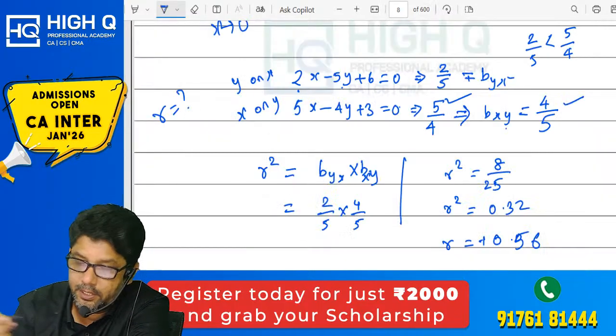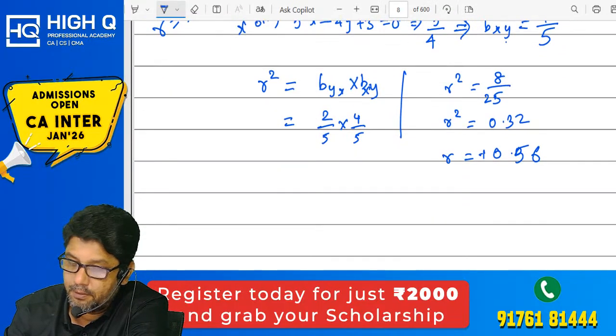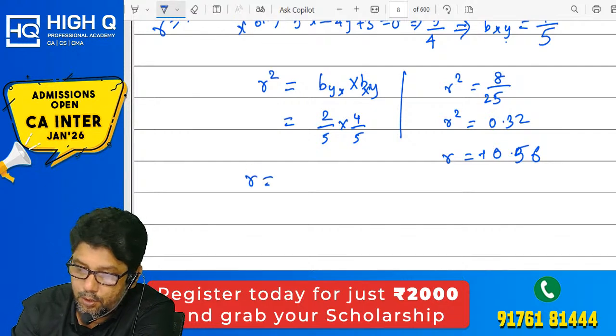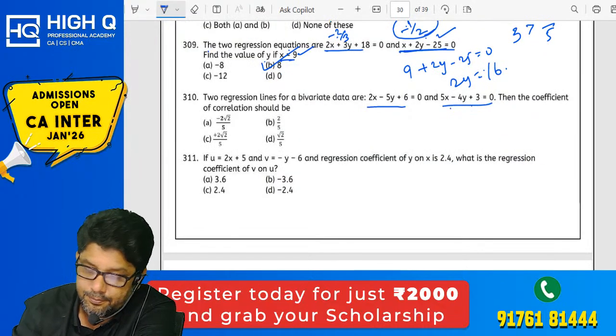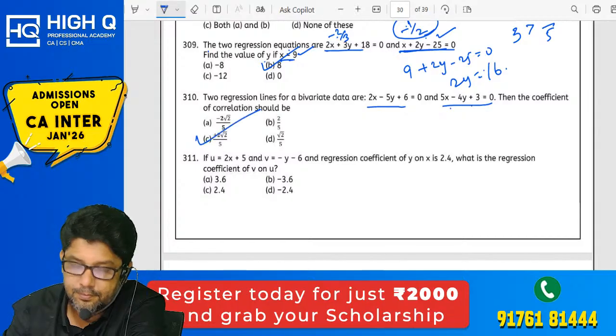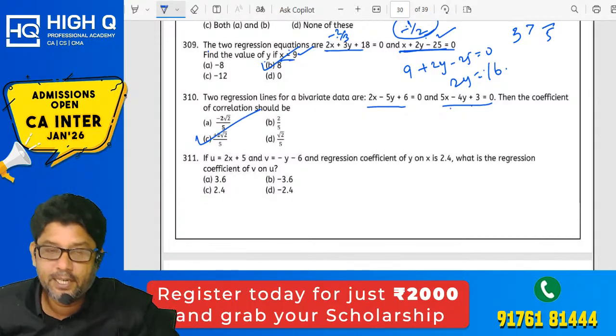But they have given it not in this format, na. So simply we'll do it like this. So r is equal to root 8 divided by 5. Root 8 can be written as 2 root 2 by 5. Plus 2 root 2 by 5. Am I right, my dear?